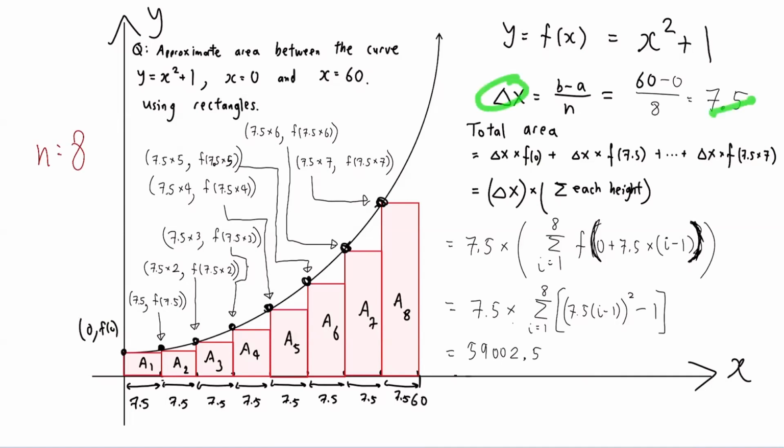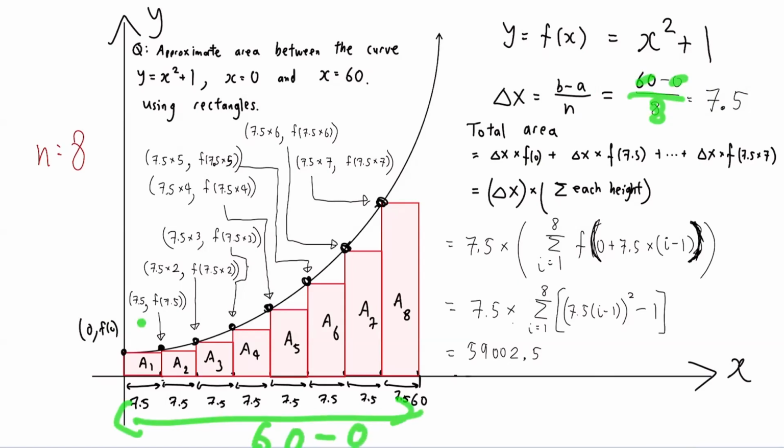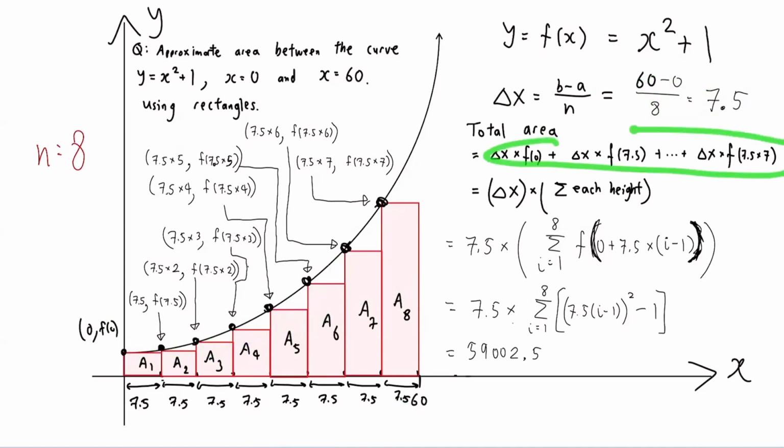Then the delta x, why is it 7.5? Because of the formula here, b minus a over n. Big number minus small number, divided by 8. You take the total width of 60, which is 60 minus 0, then you divide by the number of rectangles, 8. Okay? 7.5. So that's why we get this formula here.